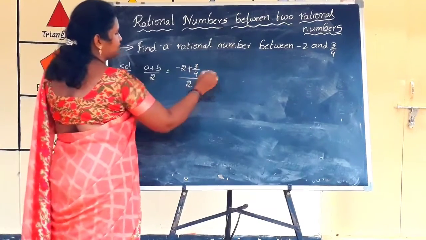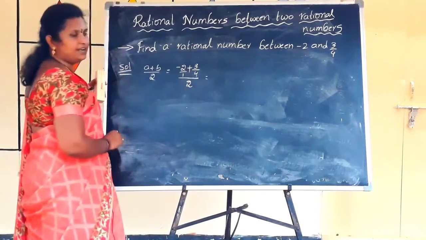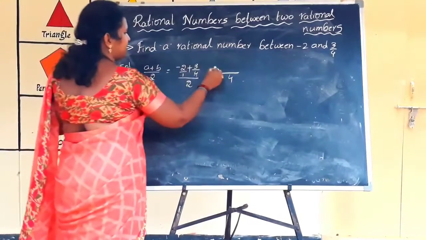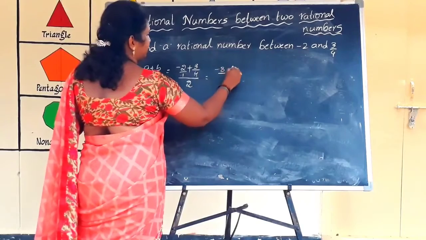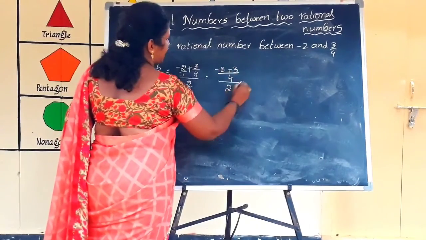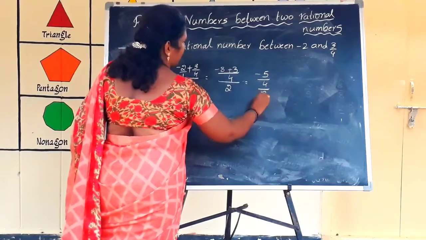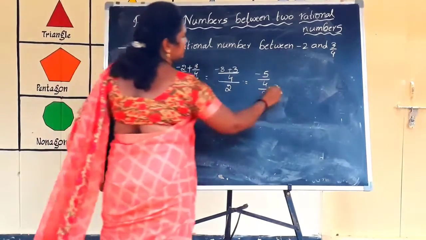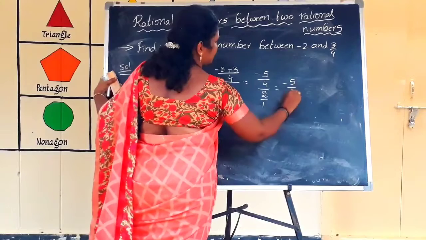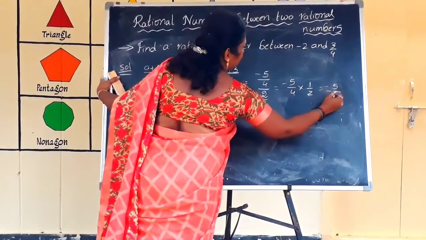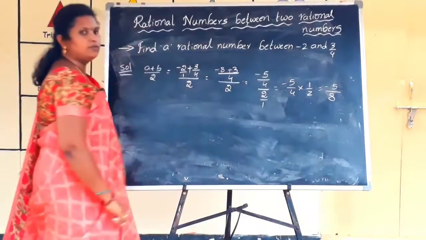That is (-2 plus 3 by 4) by 2. Here nothing is there, it is 1. The LCM for 1 and 4 is 4, and it is -8 plus 3. Then we have -5 by 4 and by 2, which is equal to -5 by 4 into 1 by 2, which is -5 by 8.